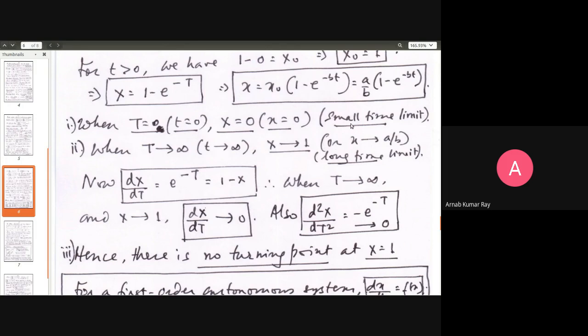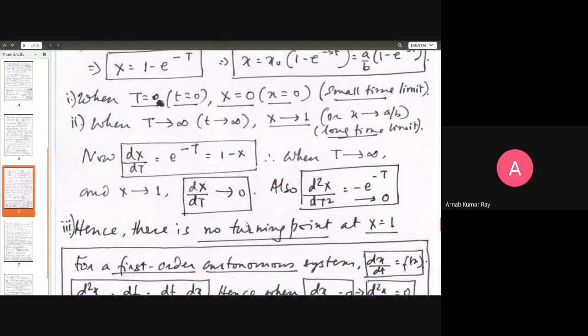So when you have a, at t equal to 0, x is equal to 0, because at t equal to 0, e raised to 0 will be 1, 1 minus 1 will be 0. Fine. When t goes to infinity, then e raised to minus b into infinity, b being positive, e raised to minus infinity will be 0. So x will tend to a by b, as has been written over here.